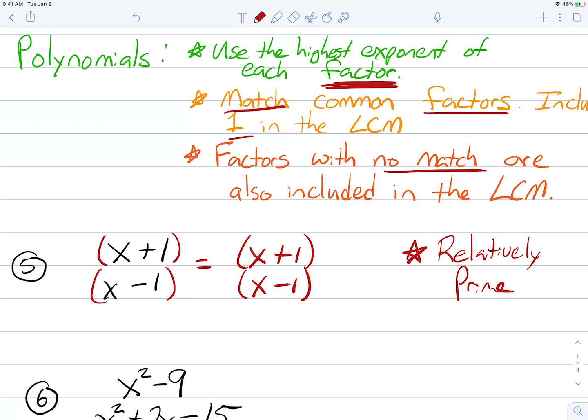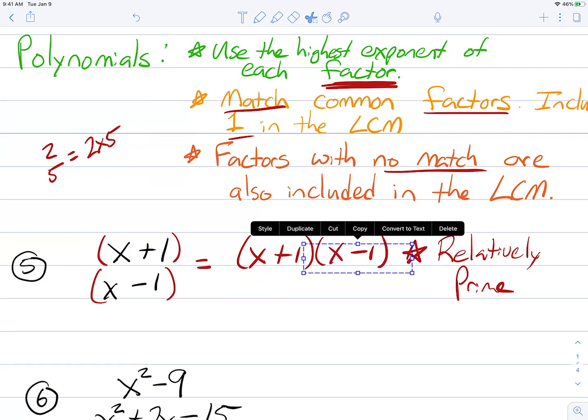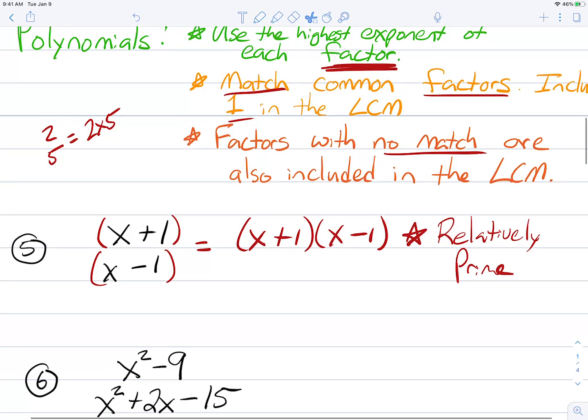It was kind of like on the very first problem when we dealt with the numbers 2 and 5. They don't have anything in common. You can't divide them by the same thing. They are relatively prime, so their LCM was whatever 2 times 5 is, which was 10. So if something's relatively prime, it has nothing in common, your answer is just to multiply them together. Oops, that should be over there. Okay? So let's try another one.